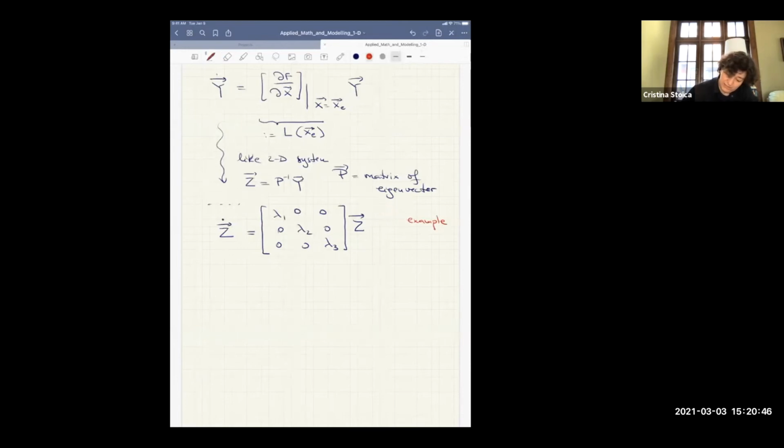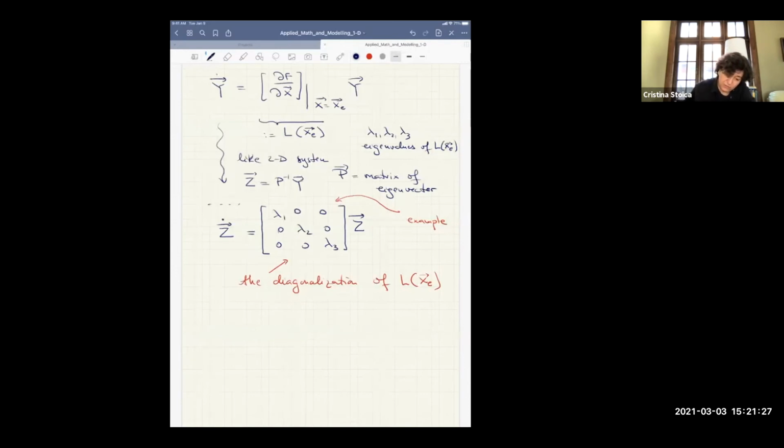When we do this process here, this matrix is nothing else but the diagonalization of L of XC, of that linear matrix, okay? So that's an example, the easiest case is when the eigenvalues are different, right? So lambda one, lambda two, lambda three are the eigenvalues of L, yeah? Okay.